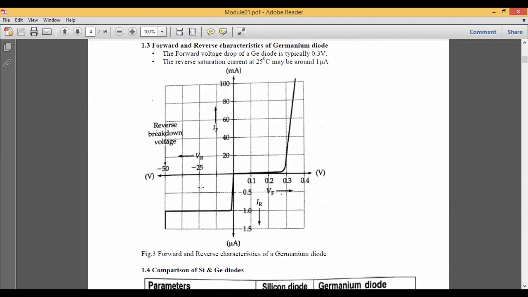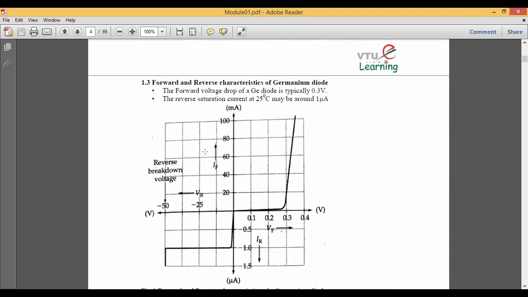Now when you look at the germanium diode, you can see there is not much difference between the silicon diode and the germanium diode. Because germanium has a rating of 0.3 volts, at 0.3 it will start to turn on. We will not wait till 0.7. At 0.3 it will start and be in the forward bias, and every other operation remains the same.